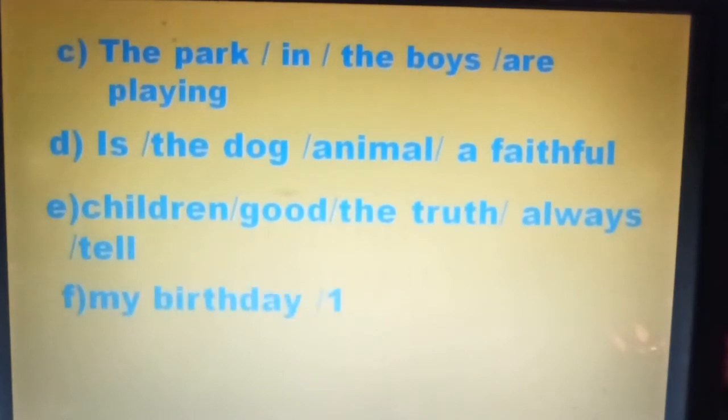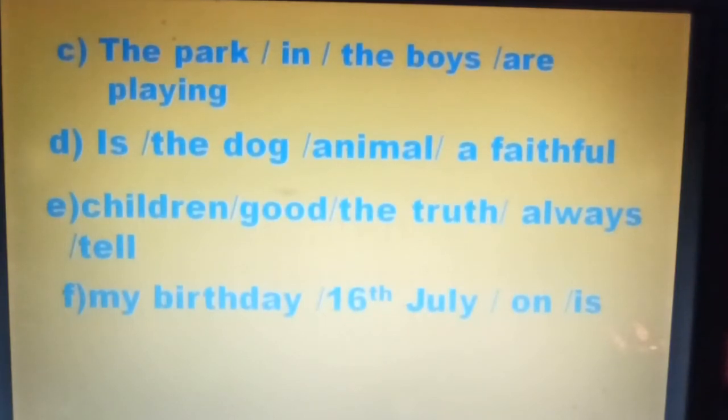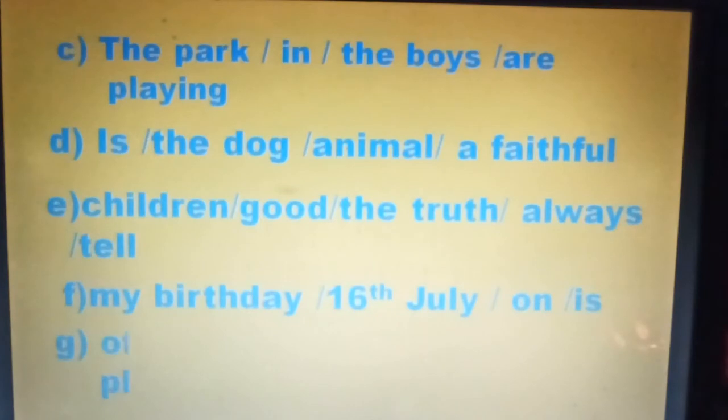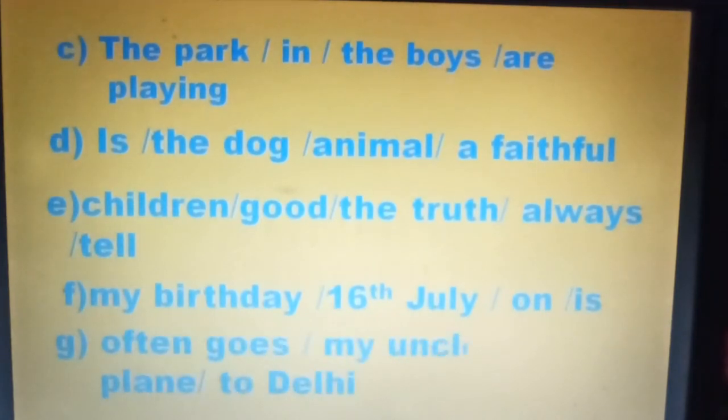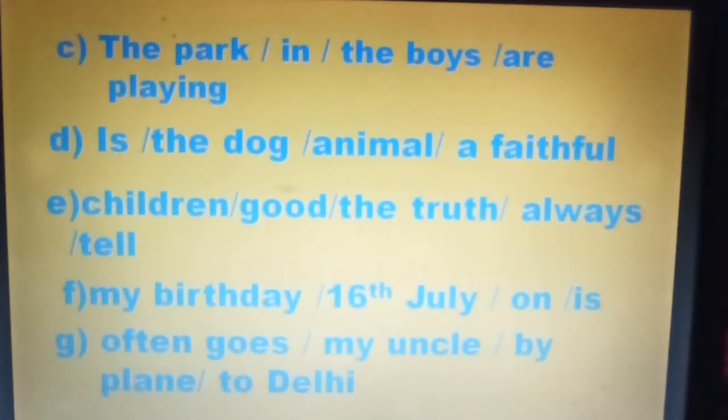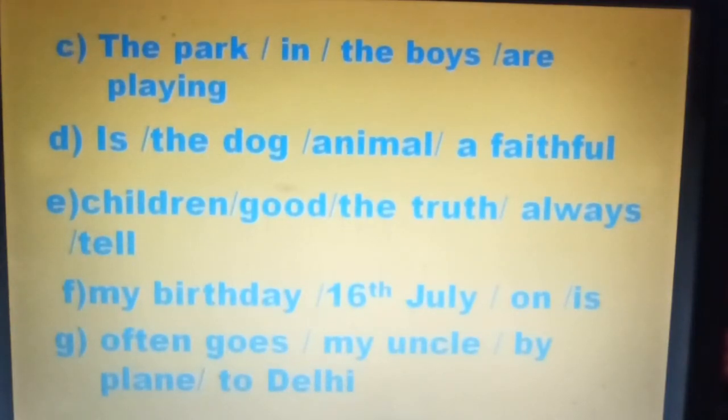And the last one, my birthday 16th July on is. Again you have to make a sentence of the following words. One more in the series, often goes my uncle by plane to Delhi. So you have to arrange these words to make a sentence. I hope you understand how you arrange the words to make a sentence. So carefully you have to do the work in the notebook.